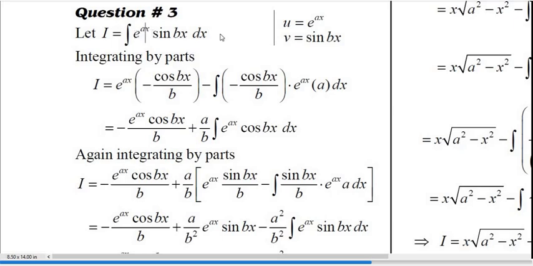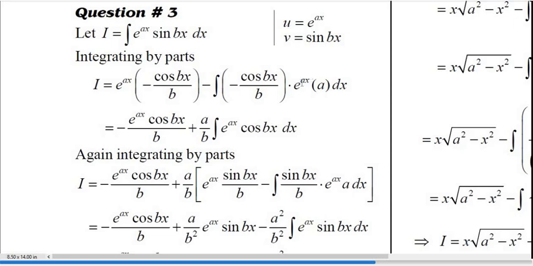We take exponential function as the first function and trigonometric function as the second function. Integrating by parts, first function as it is, integration of second function, which is sin bx. Integration of sin bx is minus cos bx divided by b, minus integration of minus cos bx divided by b into derivative of first, e power ax.